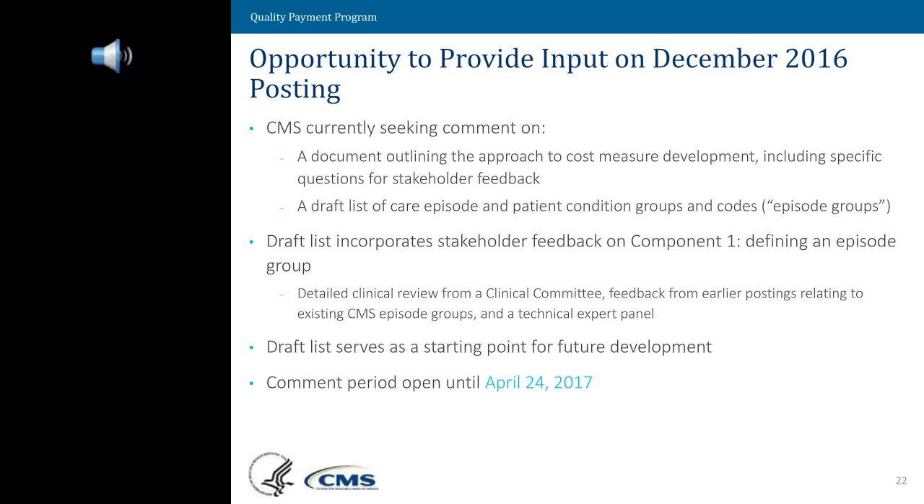The draft list incorporates stakeholder feedback on Component 1, defining an episode group. This came from detailed clinical review from, as mentioned, the clinical committee, feedback from earlier postings related to existing CMS episode groups, and a technical expert panel. The draft list serves as a starting point for future development. The comment period, as I mentioned, is currently open until April 24th, 2017, so of this month.